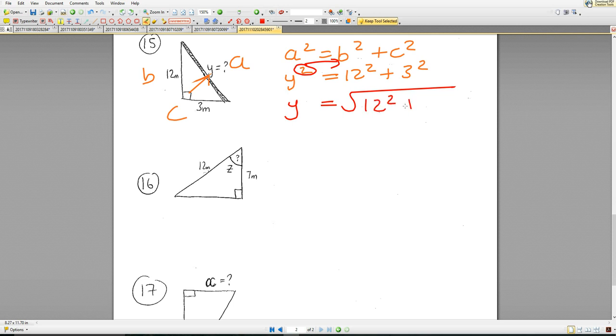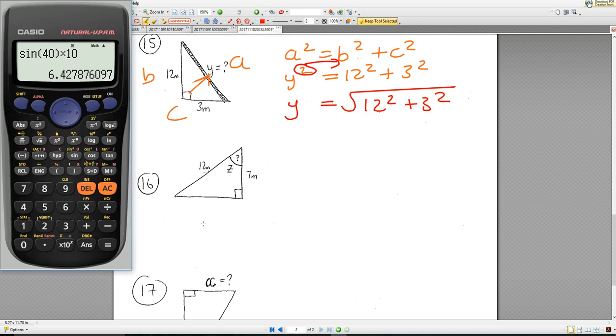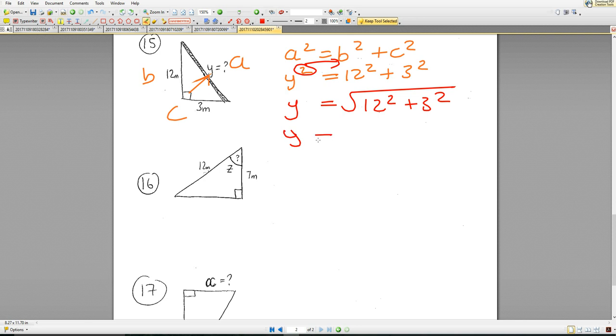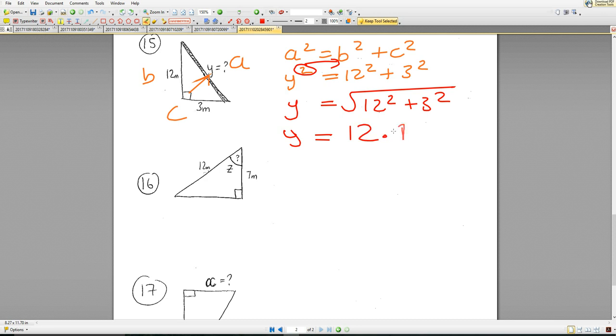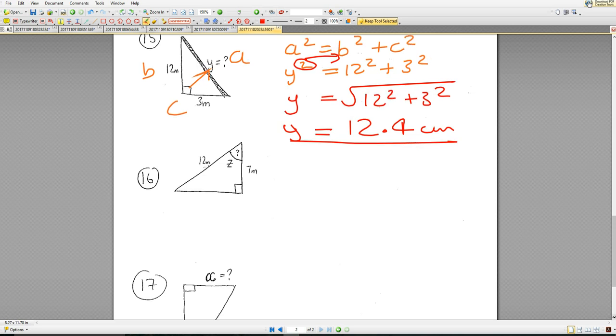So you've got to type that into your calculator. So we grab our calculator, we press the square root button, we type in 12 squared. Whoops, that doesn't look like 12 to me. Okay, 12 squared, and then we add to that 3 squared. Okay, 3 squared, done. And that gives us that. So we have y is equal to 12.4.